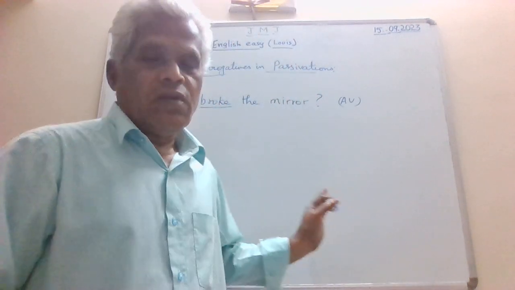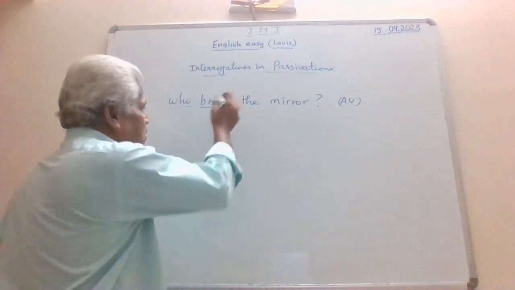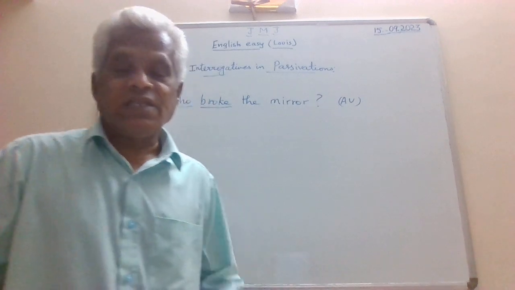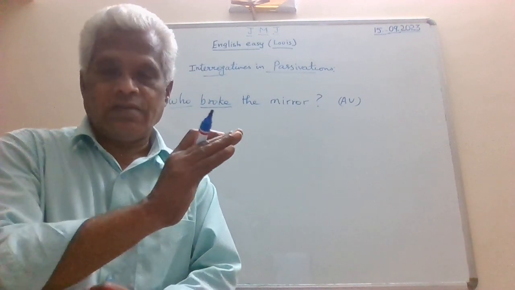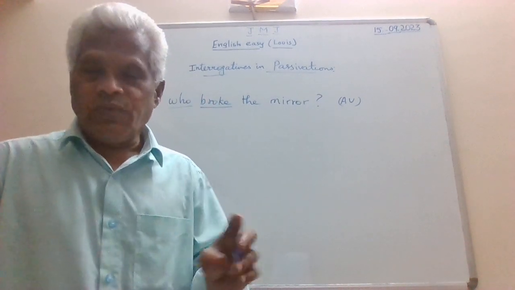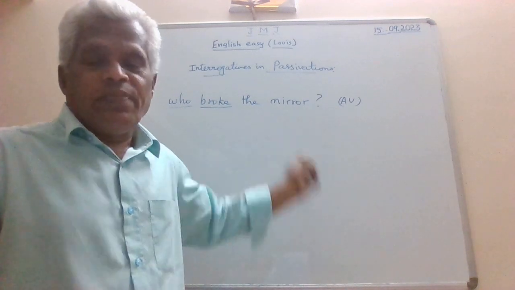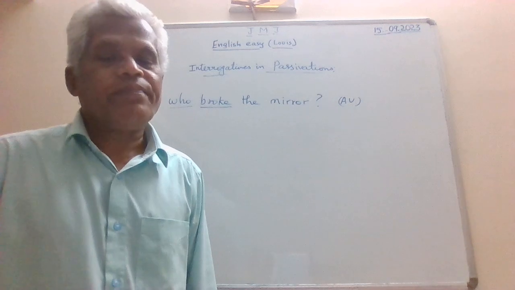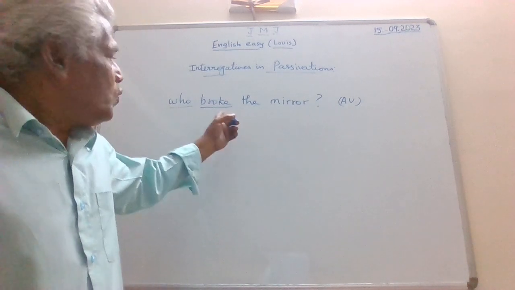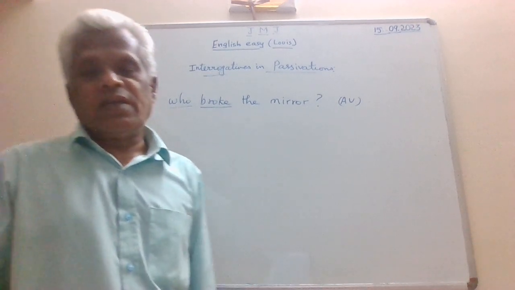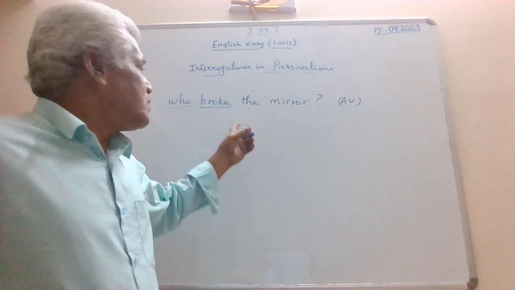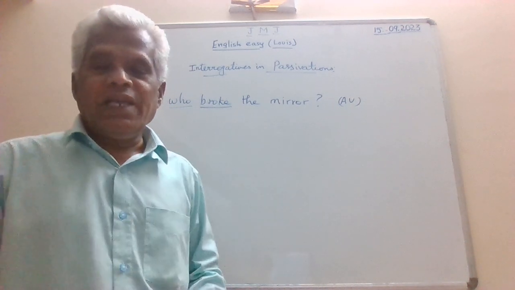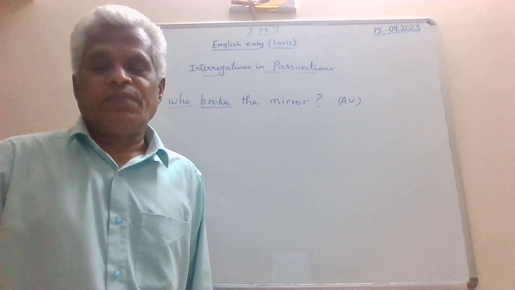Okay, now what is your verb here? This is broke. What is the tense? This is the past tense of the verb break. Now before we start to write the passivation for the sentence that I have written here, how can this verb broke be written in passivation?